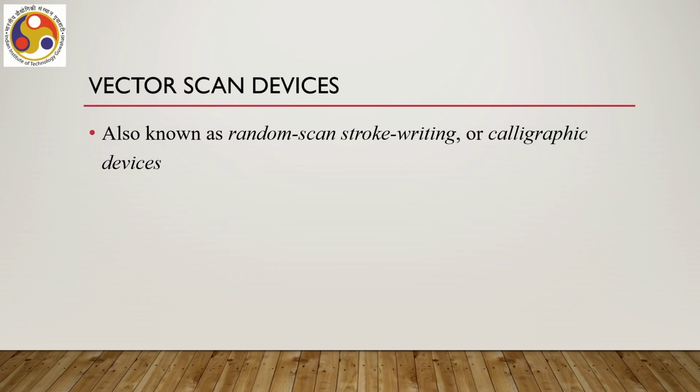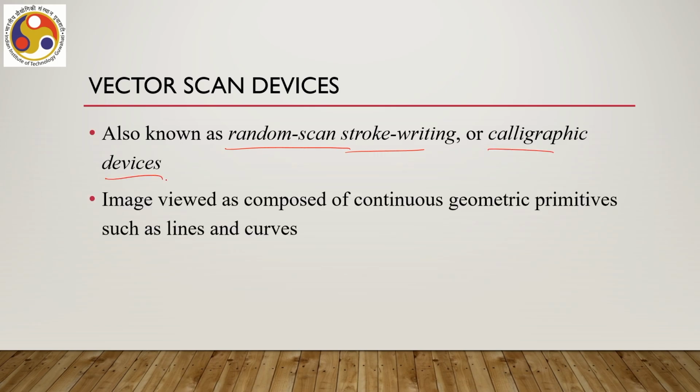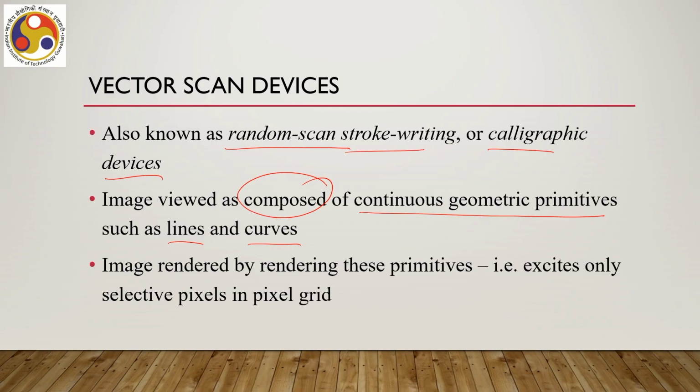What happens in a vector scan device? Such devices are also known as random scan, stroke writing or calligraphic devices. Here any image is viewed as composed of continuous geometric primitives such as lines or curves. So, when we are presented with an image, we can think of it as containing basic geometric shapes such as lines and curves. Then the image is rendered by rendering these primitives.